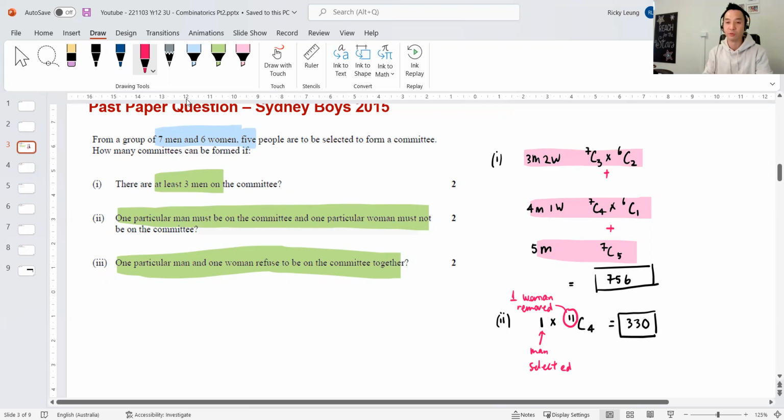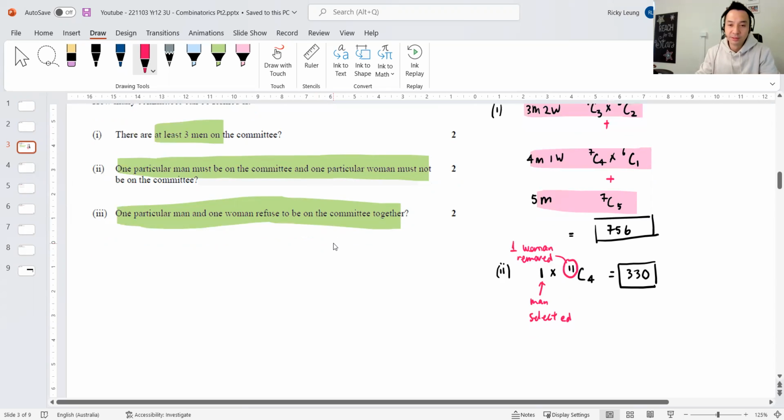Yeah, and we're choosing the 4 remaining. Yeah, not too bad. Now, subtle difference between number 2 and 3. Number 3 says one woman, one man, and one woman refuse to be on together. So this one here, it's like the one above, but sort of both combinations are considered. So you don't just merely double it.